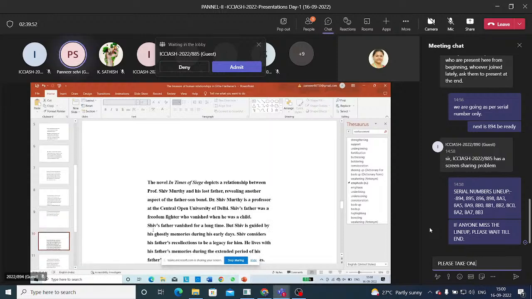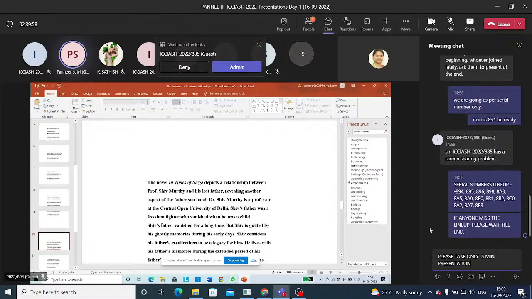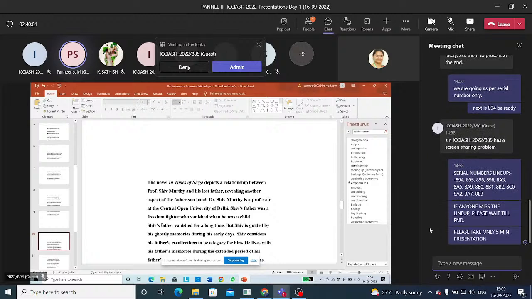Then the next novel, In Times of Siege, the protagonist Shivamurthy lost his father at a young age, but he revolves around the memories of his father. He feels his father gave him guidance when he struggles. He lives his father's memory during the extended period of his father's absence.